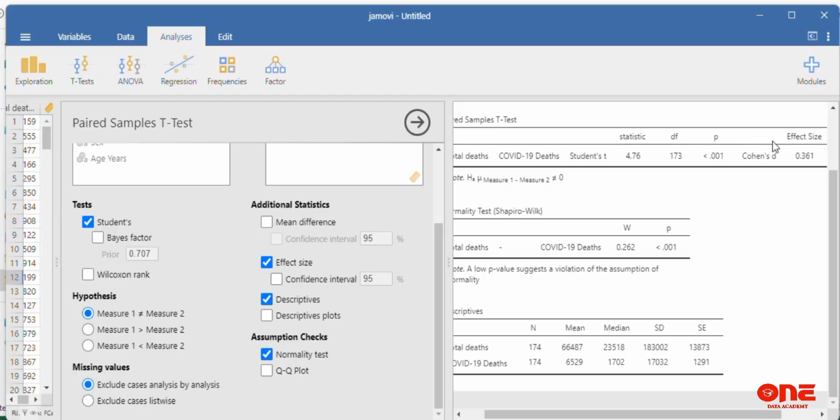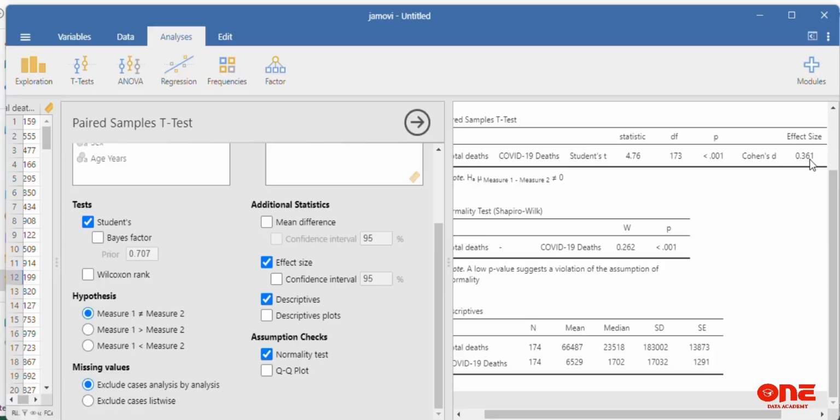Now moving to the effect size. Effect size, according to Cohen's standard, 0.2 shows a small effect, 0.6 medium, and 0.8 a large effect size. In this case, 0.361 is close to 0.2, so we can approximately say that there is a small effect size.